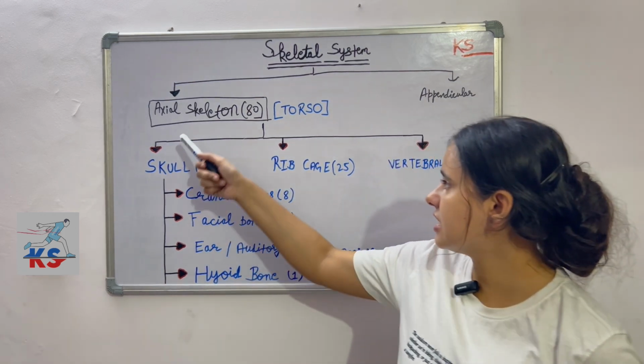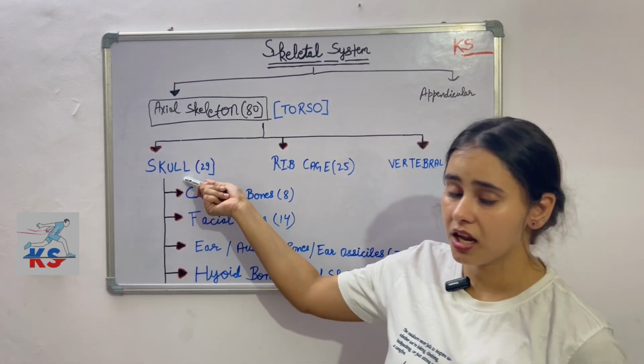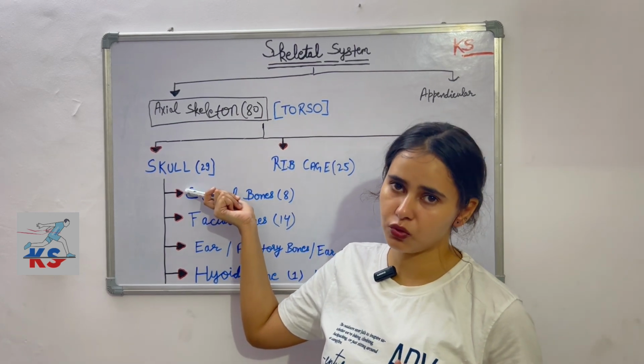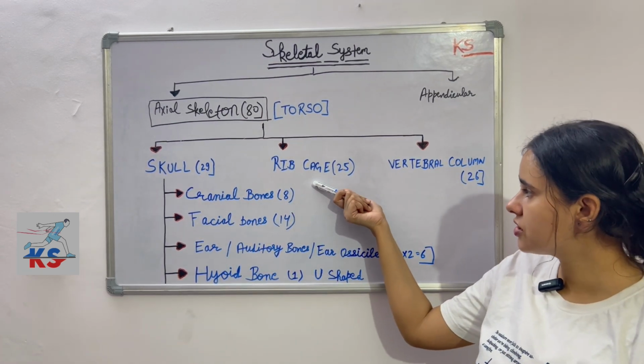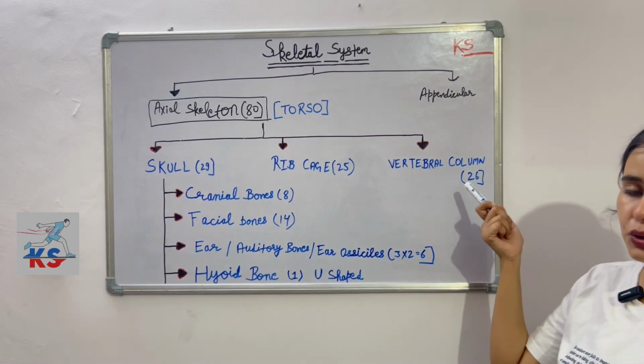So the axial skeleton is divided into three parts. First, the skull, which consists of 29 bones. Second is the rib cage. It consists of 25 bones. And third is the vertebral column, 26 bones.